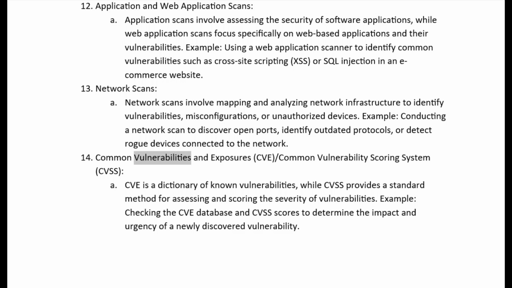Common Vulnerabilities and Exposures (CVE) / Common Vulnerability Scoring System (CVSS). CVE is a dictionary of known vulnerabilities, while CVSS provides a standard method for assessing and scoring the severity of vulnerabilities. Example: checking the CVE database and CVSS scores to determine the impact and urgency of a newly discovered vulnerability.